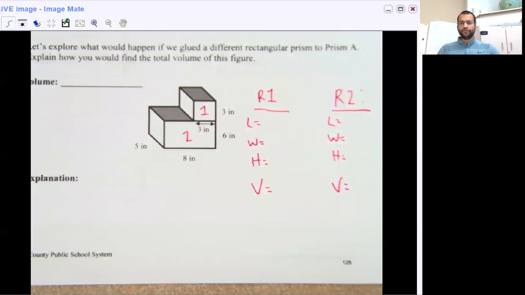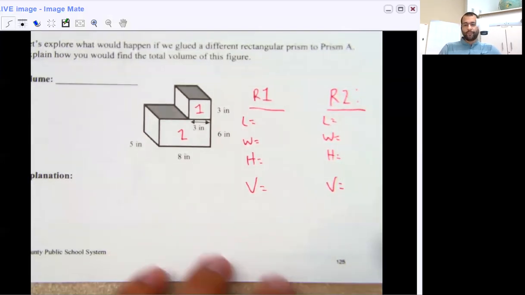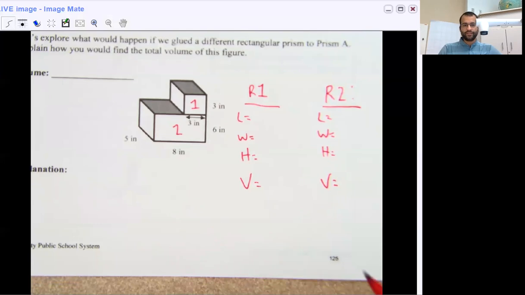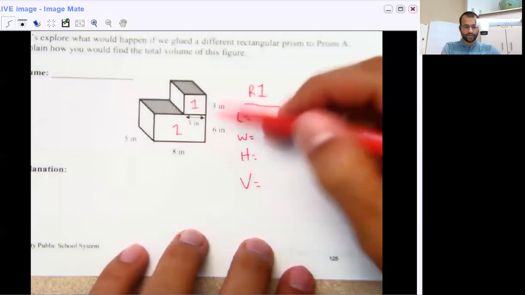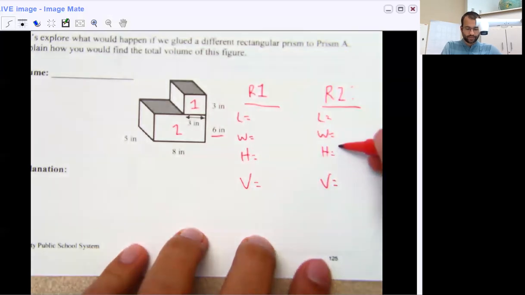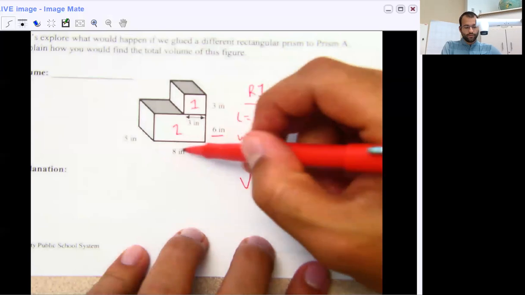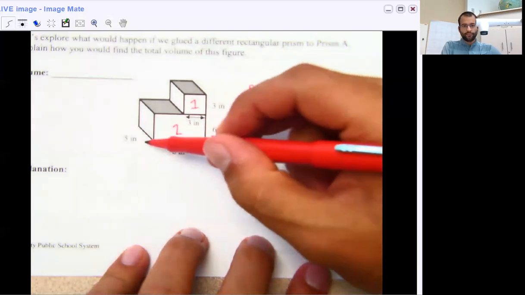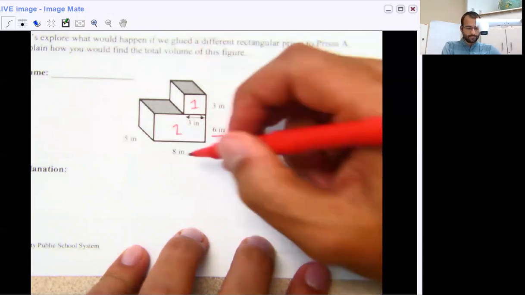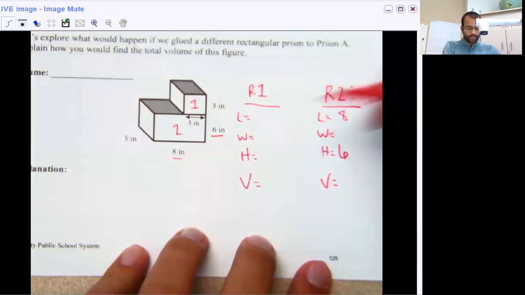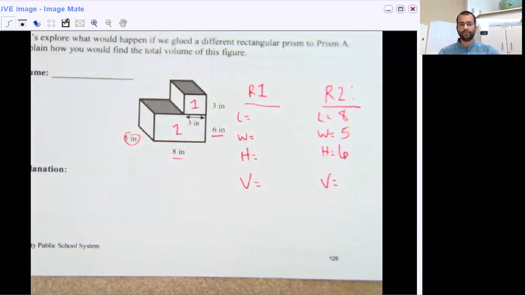So let's look at R2 first. I think we know everything from R2, and let's see if we can fill these in. So the height is 6. How high it goes up right here, 6. So h is equal to 6. The width right here, my length, excuse me, is equal to 8. And my width is out here equal to 5. Okay, let's just focus on those numbers first.